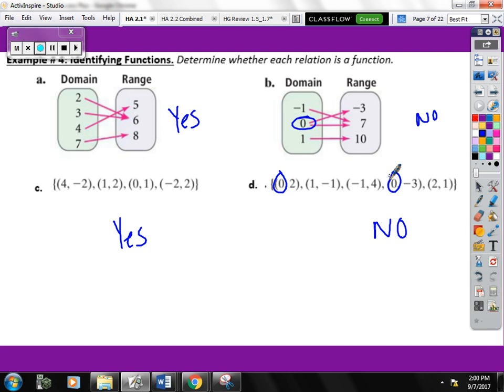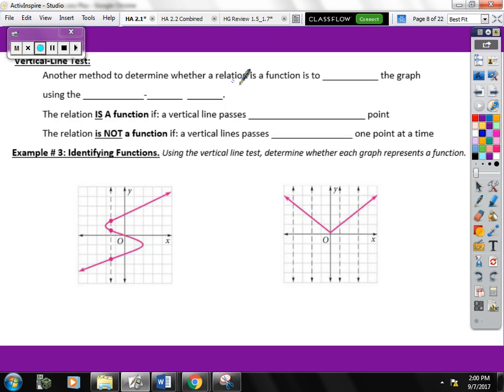All right. The other way that you can test if something is a function is by analyzing the graph. So another method to determine whether a relation is a function is to analyze, which means to look at and think about the graph using what's called the vertical line test.